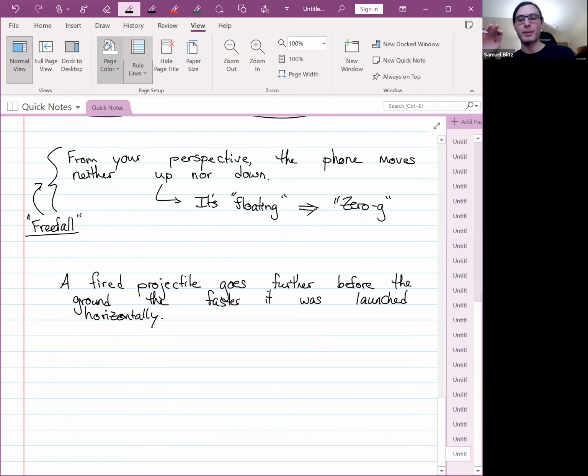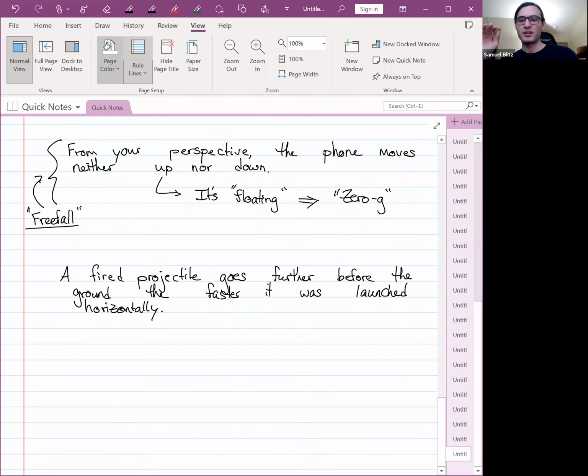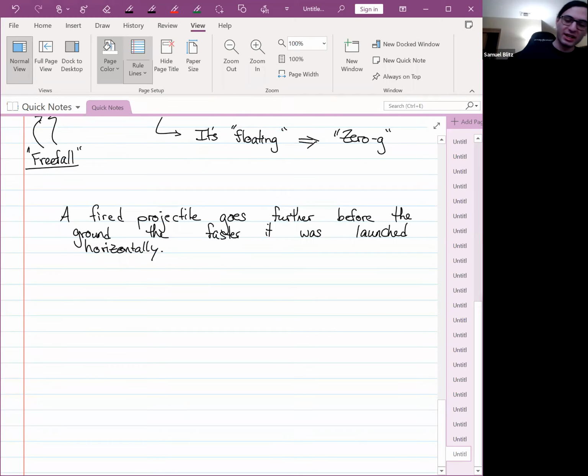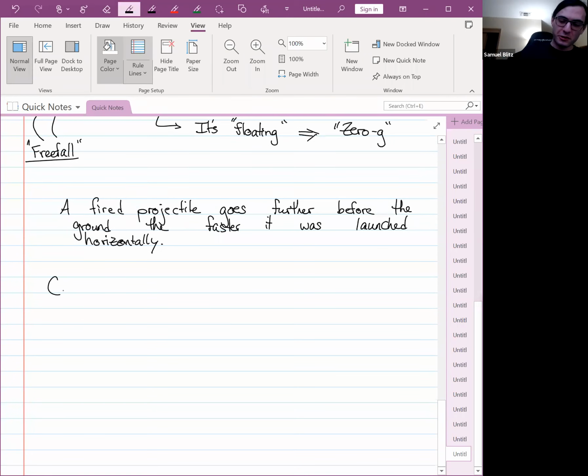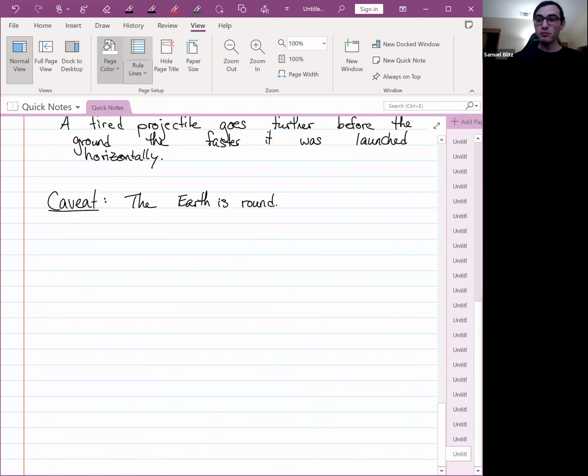And then we just have to think about the fact that things can't go forever without... I'm trying not to ruin this. The Earth is round. Let me just put it out bluntly. The Earth is round. If you don't believe me, you can leave. So the Earth is round, and so regardless of how fast you fire something horizontally, it'll always hit the ground eventually, because the Earth curves too.